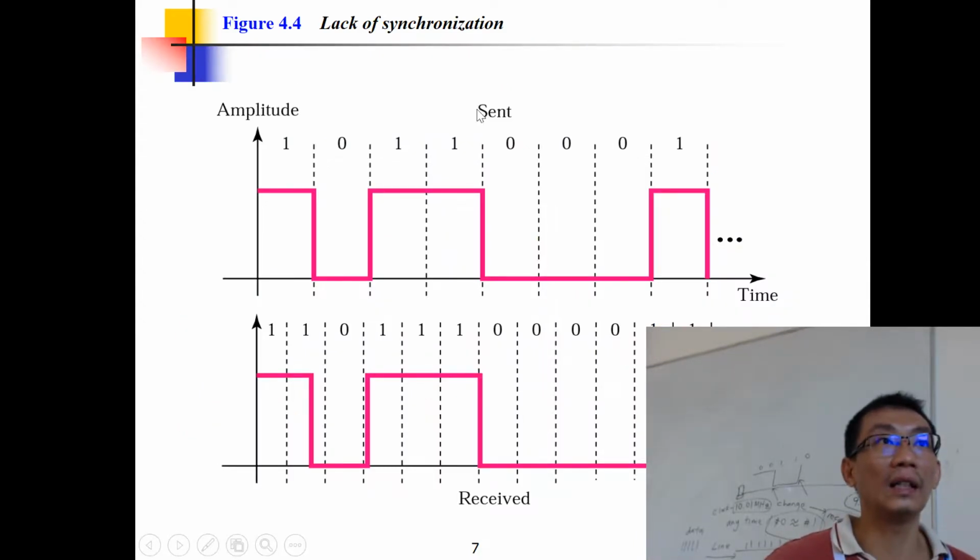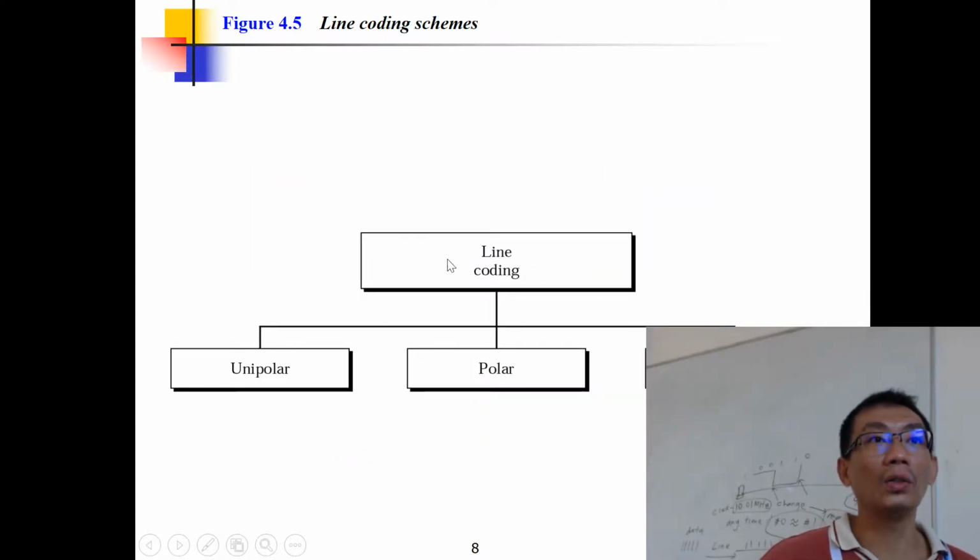So, for example, with a lack of synchronization, let's say you send 1, 1, and the receiver thinks that is 2 1s, alright? So additional bits are inserted, which you don't want. Okay, so in line coding you have unipolar, polar and bipolar.